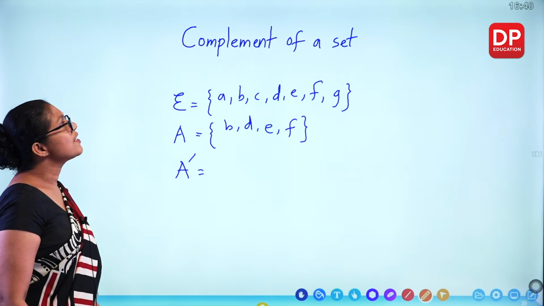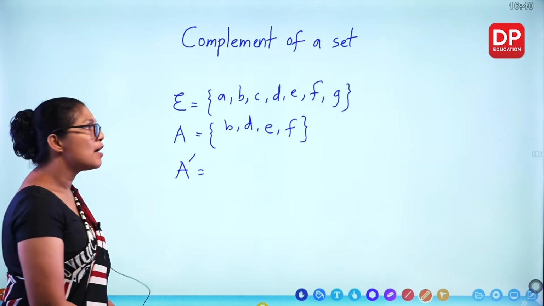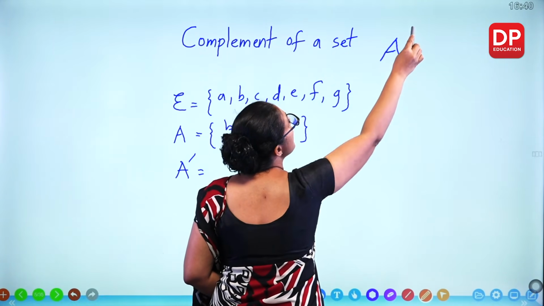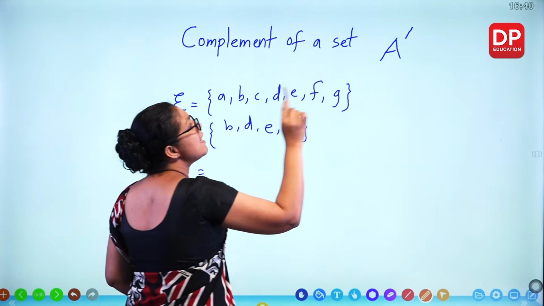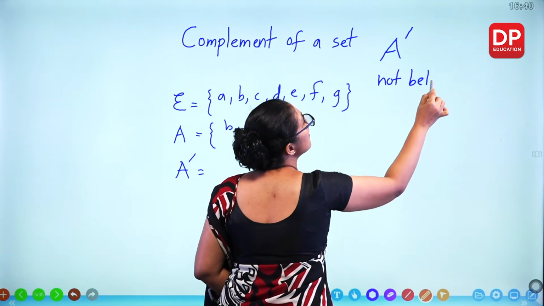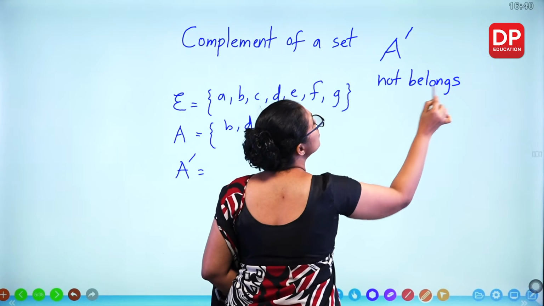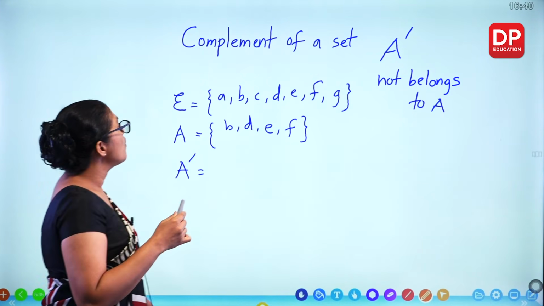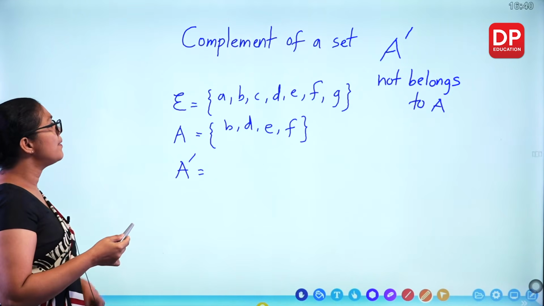Now we'll look at what is complement of a set. Complement of a set, we can denote it by a dash. Dash means not belongs to A. Not belongs to A is A dash. Now look at this example.